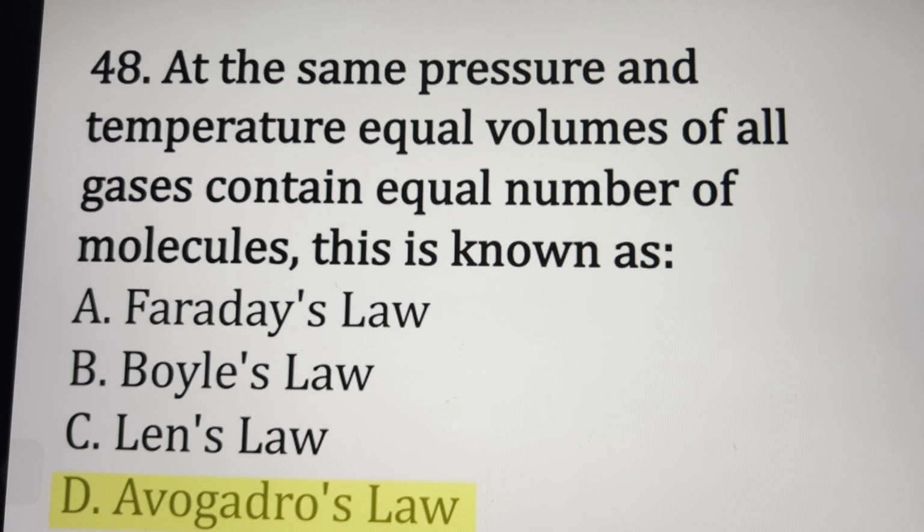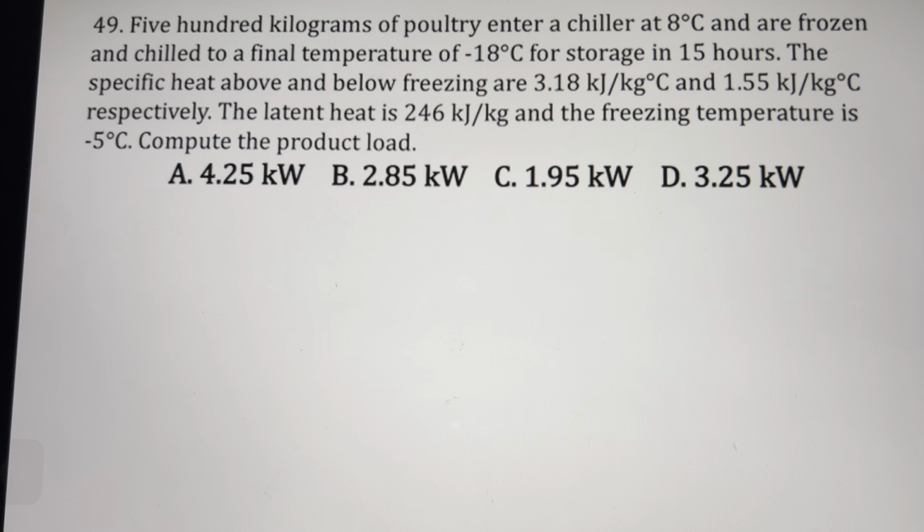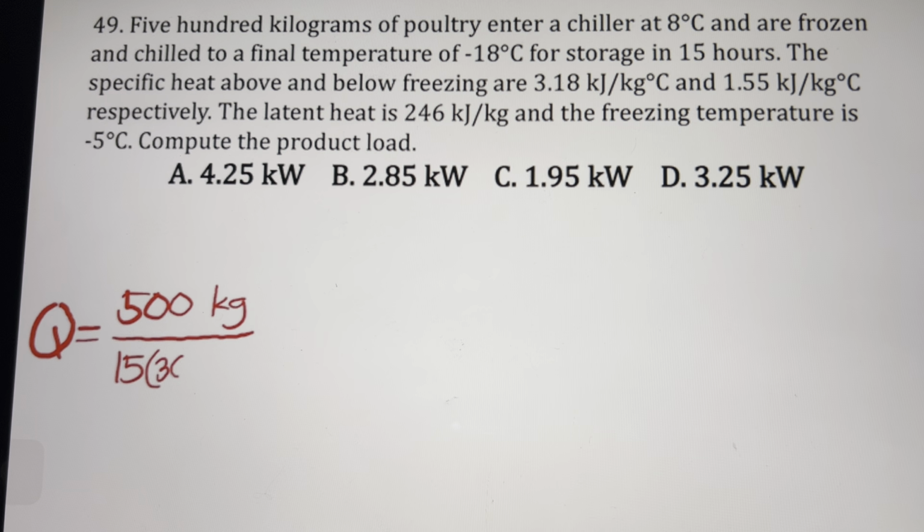Okay, so we can see here our poultry involves changes in temperature as well as changes in phase above and below freezing, meaning the product load is a combination of sensible and latent heat. Let's start with our formula, our product load, Q. Let's start with our mass of the poultry, which is 500 kilograms, and this process goes on for 15 hours, so multiplying this by 3,600 to make this seconds.